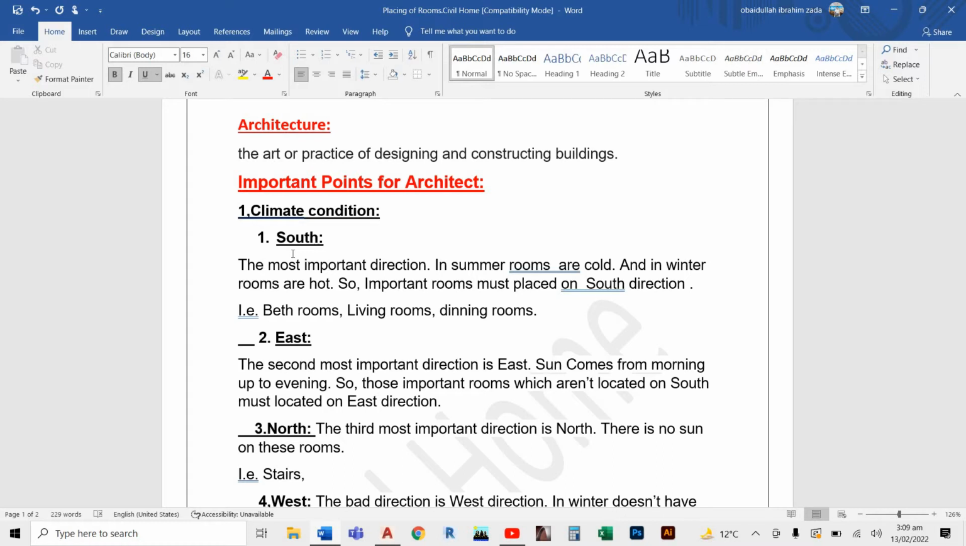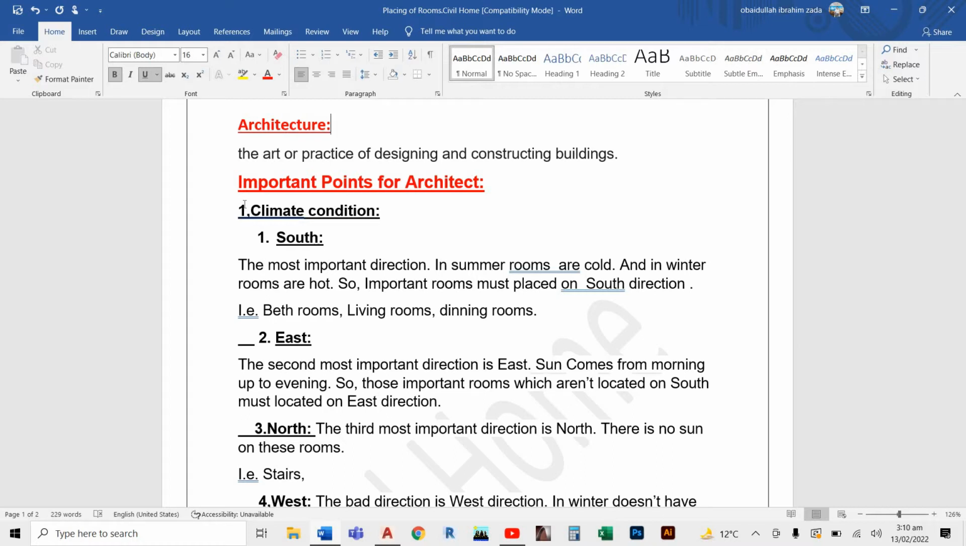In architecture, we have important directions. First of all is the south. For architects, the south direction is the most important direction. We should place in the south those rooms that are much more important, for example bedrooms, living room, dining room. These are the important rooms that we interact with daily. We should place these rooms in the south.